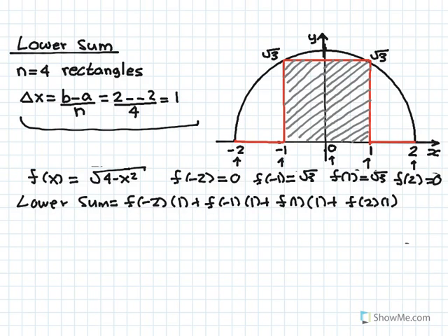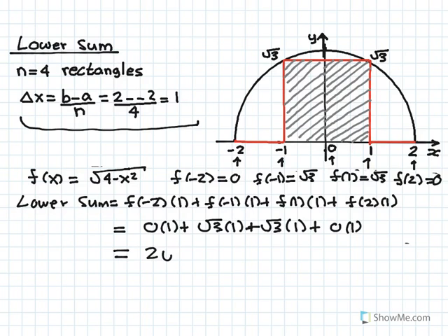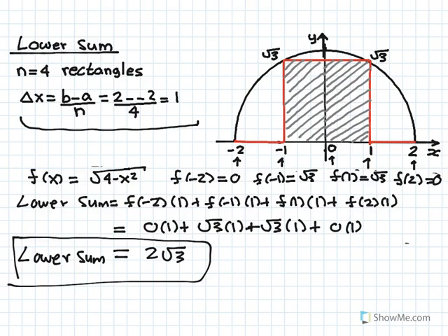All right, all of these values have been calculated. So f of minus 2, that's going to be 0 times 1. F of minus 1, that's root 3 times 1. F of 1 is basically root 3, times the width of 1. And f of 2, that's 0 times 1. Let's add these up, we get 2 root 3. This is the lower sum. And the exact area, we've computed that before, is equal to 2 pi.